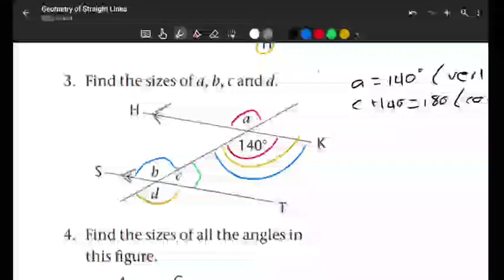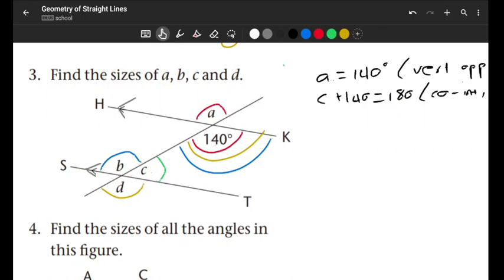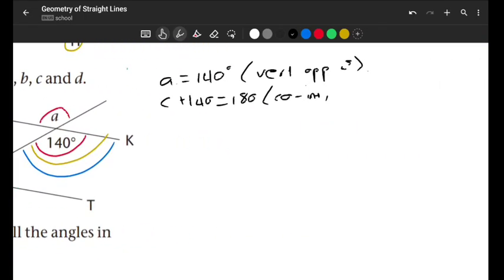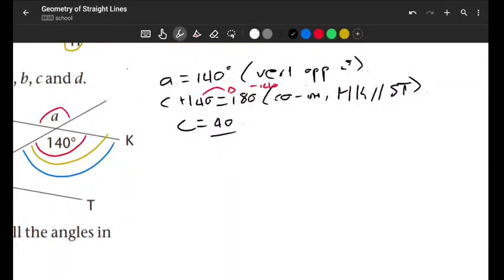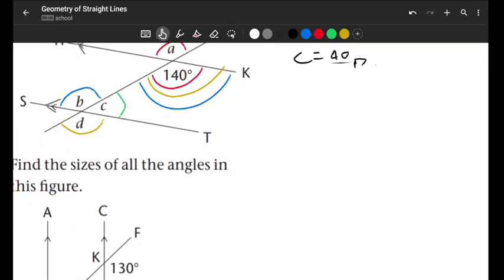So what are our parallel lines? Our parallel lines are HK and ST. So HK is parallel to ST, right? And then we can't add C and 140 together, so we'll take 140 to the other side. We're left with C equals 180 minus 140, and that will give us C equals 40 degrees, right? Second answer. Let's move on to the next one.